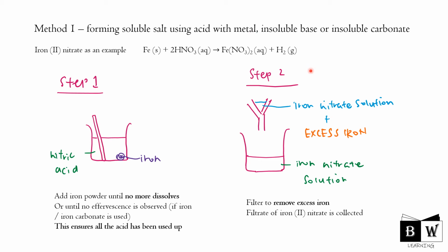Subsequently, in the second step, because we want to obtain the salt which is iron 2 nitrate, we carry out filtration, where we would filter away the excess iron and collect it as a residue. The iron 2 nitrate, which is a soluble salt, would pass through the filter paper and be collected as the filtrate. So this filtrate is our soluble salt that we would eventually want to collect.